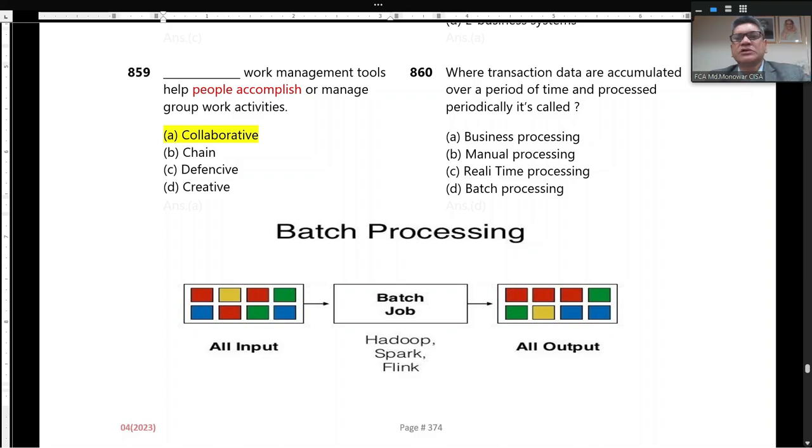Answer A. When transaction data are accumulated over a period of time and processed periodically, it is called batch processing system. Answer D. So we know what is batch processing system, and if we see the Bangladesh Bank, the clearing system, one is batch processing system, another is real-time data processing system.